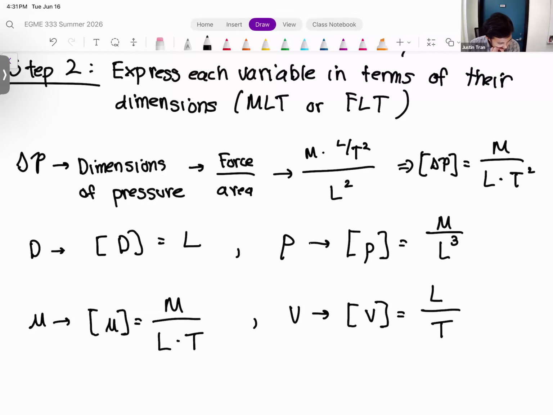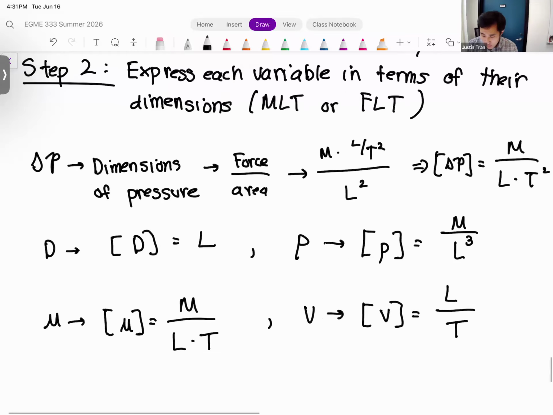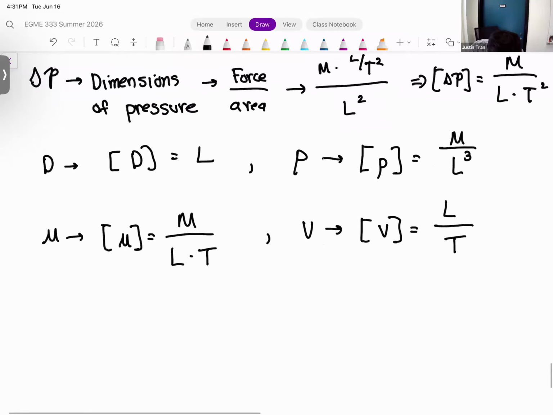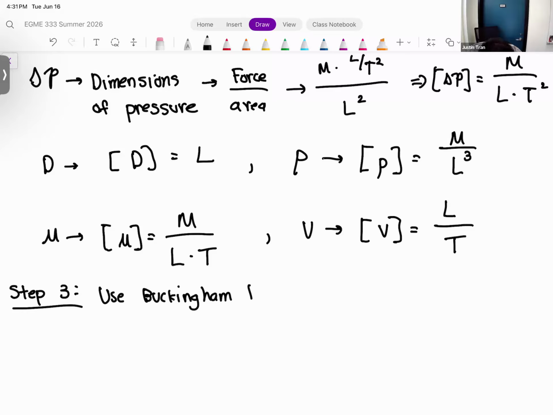All right, step 3. Step 3 is where our Buckingham pi theorem actually comes into play. Step 3 is to use the Buckingham pi theorem. What the Buckingham pi theorem is going to get you is it's going to tell you how many dimensionless groups we should obtain from this collection of variables.